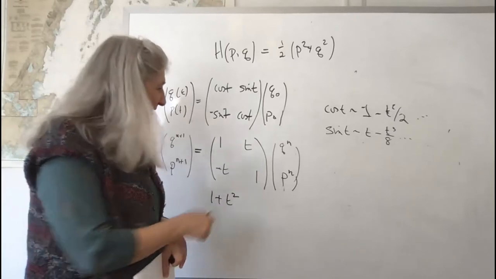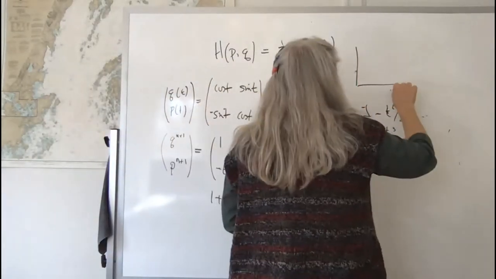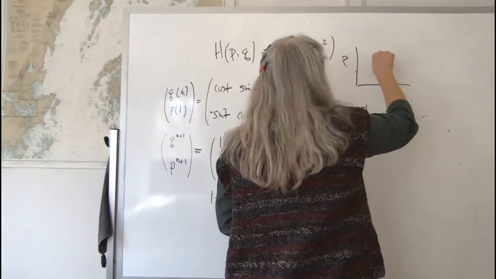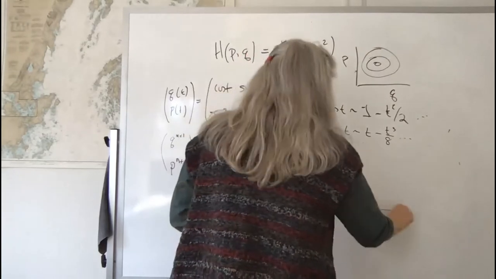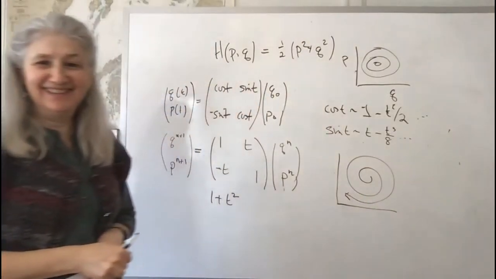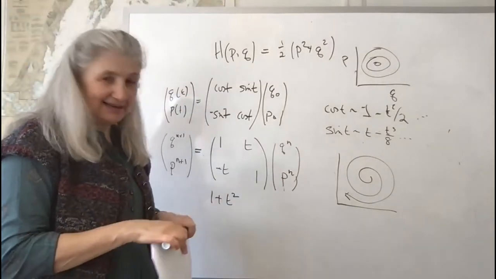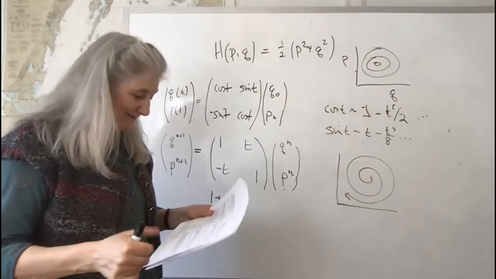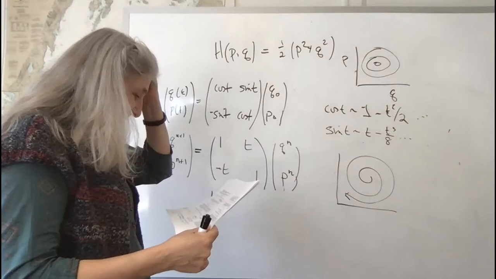So what will this scheme actually do? The real harmonic oscillator with Q and P will have orbits that look like this, and this one will have orbits that do this. They'll spiral out, and that's because the determinant is bigger than 1.